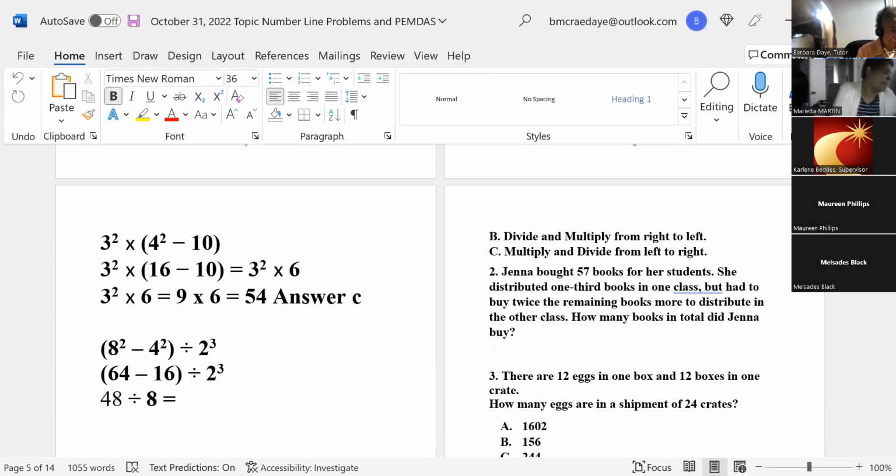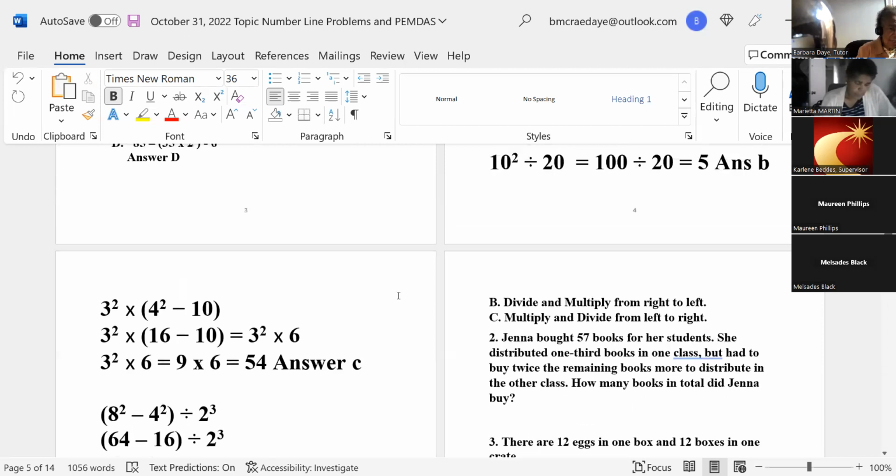Oh, sorry, I thought it was minus. No, we've already done the minus. That's how you got the 48, right? This is a division. So 48 divided by 8 is what? 6.